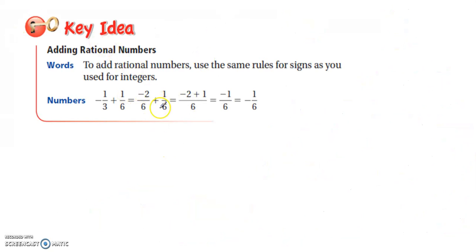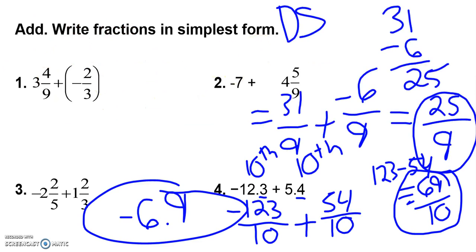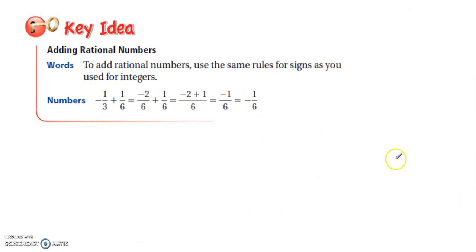And go ahead and write this in your composition notebook. So adding rational numbers: to add rational numbers, use the same rules for signs as you use for integers. So yay! Like I said, we use the different signs here. And so you can also use same signs and add up the top because, again, the numerator numbers are just integers.